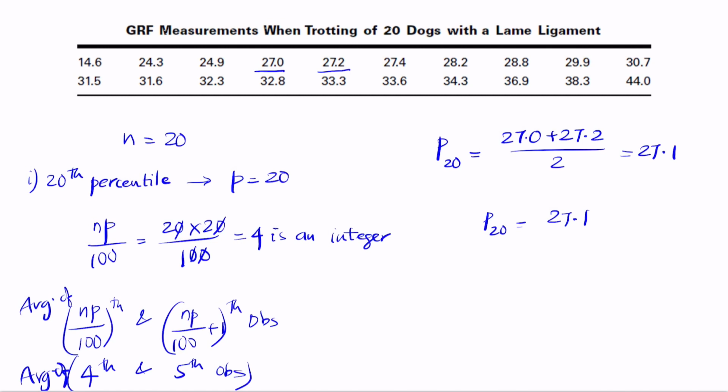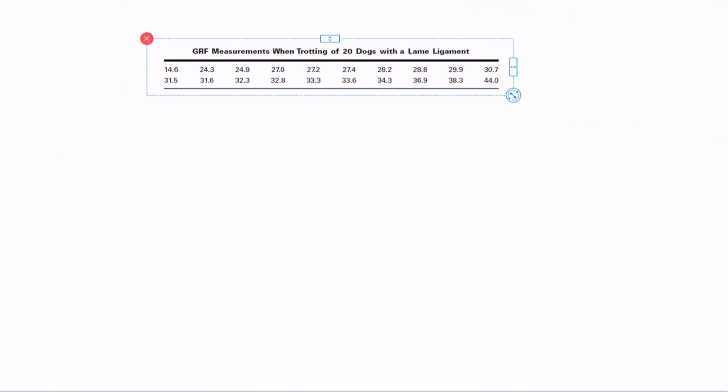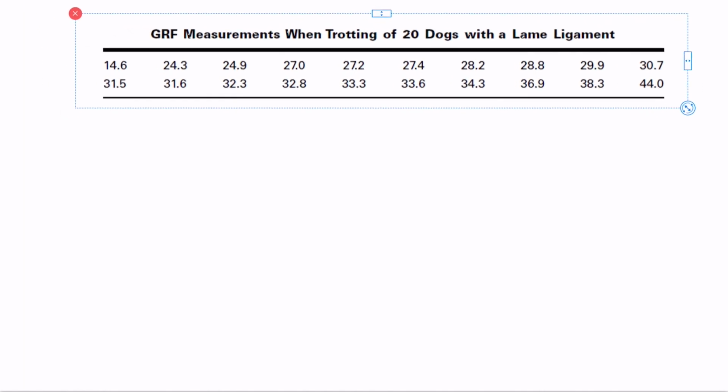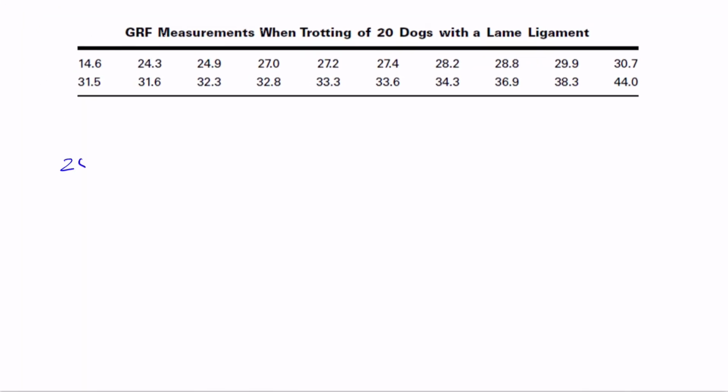Now let's take a percentile that's much more complex. Let's say I want to find the 25th percentile.